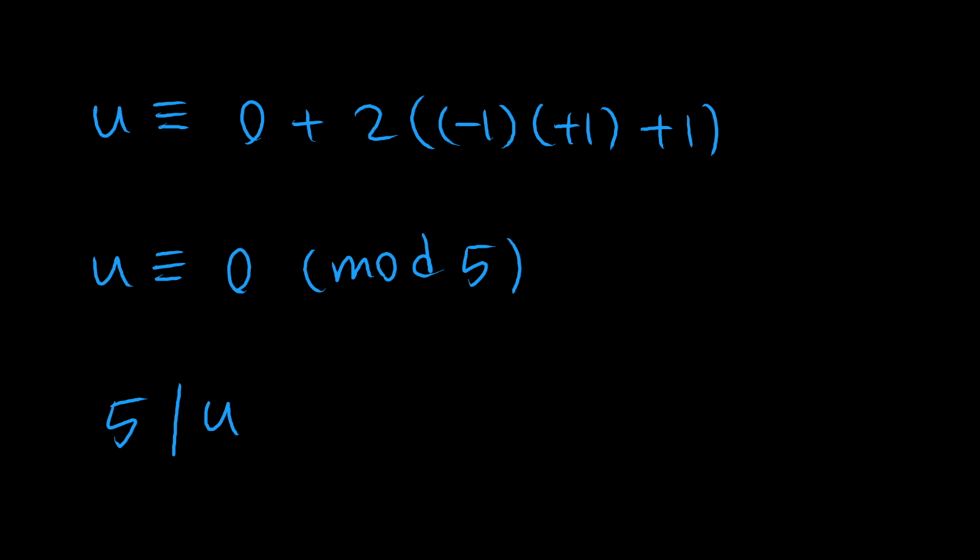Therefore, in all of the cases, we have shown that u is a composite number. So we have shown that whether n is an even number or it is an odd number, u is going to be a composite number. So that means that u is always a composite number.